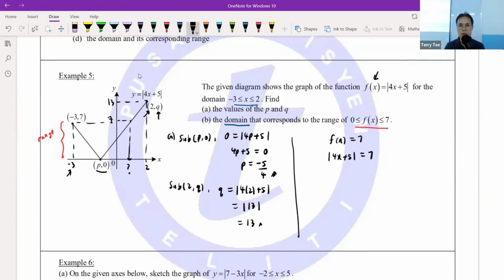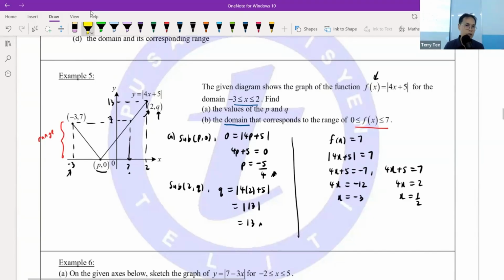So every time you open up a modulus, remember to put a plus minus, right? There is a negative 7 and there is a positive 7. So bring this over: minus 7 minus 5, minus 12, x equals minus 3. Positive 7 minus 5, you get 2, x equals 1 over 2. Now, take note, actually, negative 3, we already have it here. So don't bother about negative 3. It's just that this one is now half.